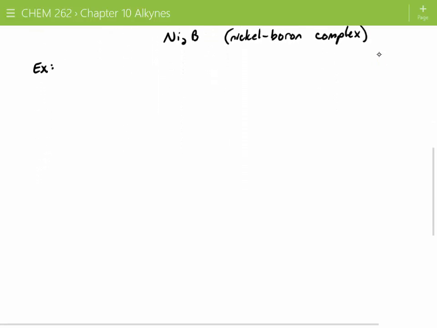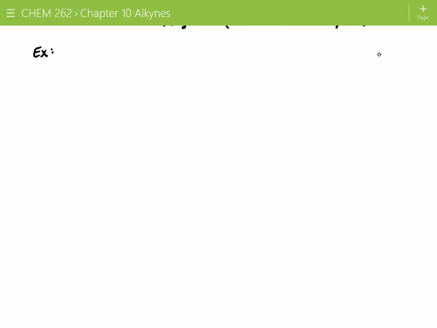So I'm going to scroll up. I'll redraw these catalysts, so don't worry. Let's say we've got our alkyne. This time we're going to add hydrogen and Lindlar's catalyst. Are we going to get our cis alkene or our trans alkene?